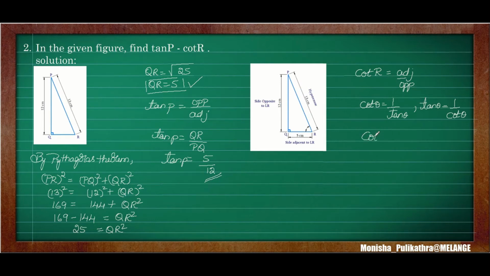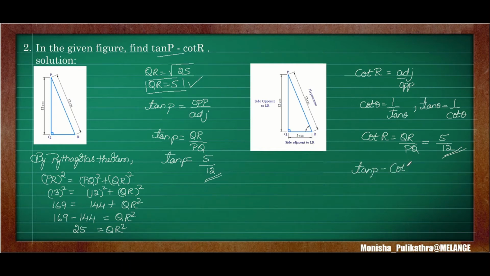So we have to write the value of it. Here adjacent side is, since R is here, this will become opposite and this is hypotenuse. So QR will be adjacent side, whereas this PQ will be opposite side. Fine. So the value of QR is 5 by the value of PQ is 12. So we got the value of cot R also. So we can't stop the problem here, because the actual problem is tan P minus cot R. Okay. So we need to solve it.